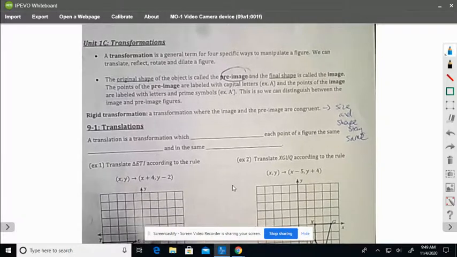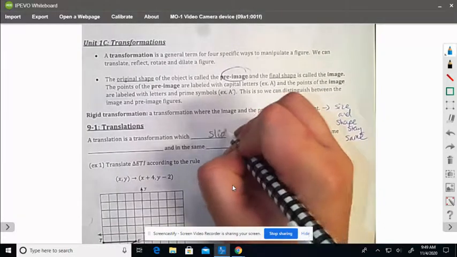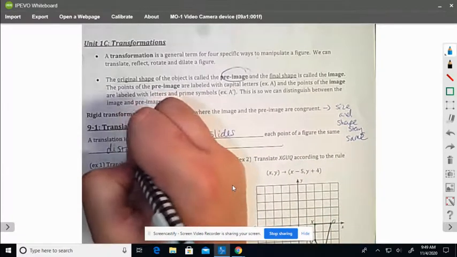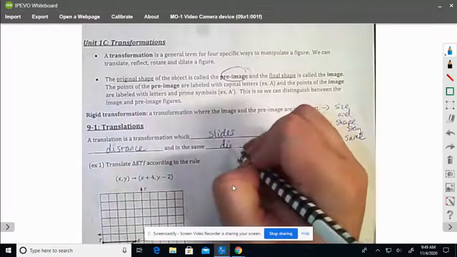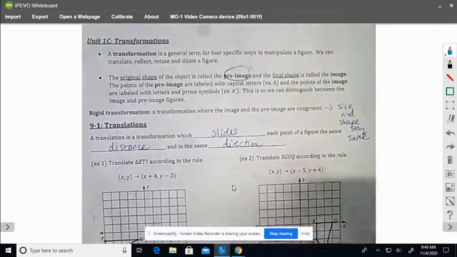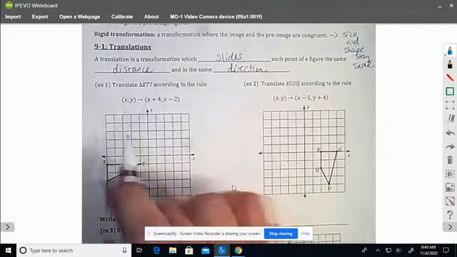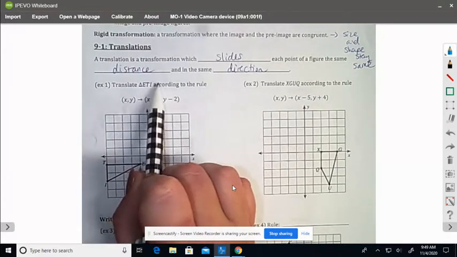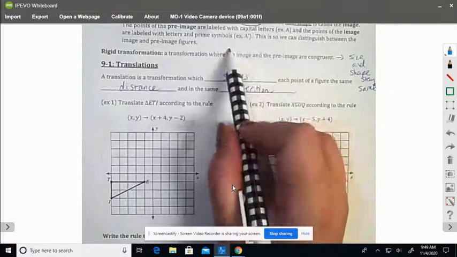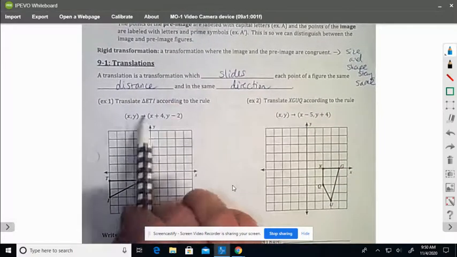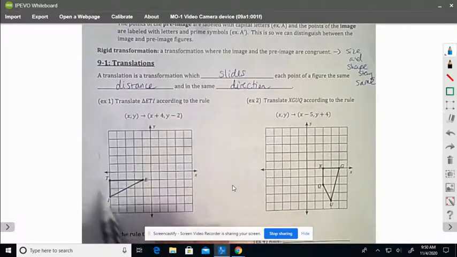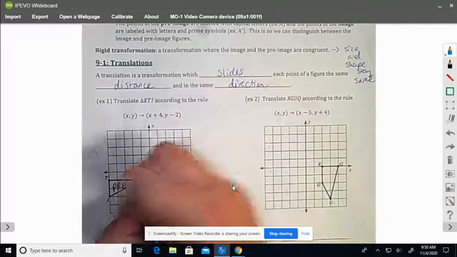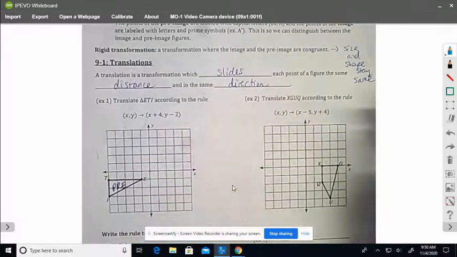A translation is a transformation which slides each point of our figure the same distance and in the same direction. So if I go over here, they want me to translate ETI, and because there's no little tick marks, I like to call them tick marks, but those are our prime symbols. Because there are no prime symbols, that means this is our preimage. Okay, I just sometimes like to put a little pre in there.